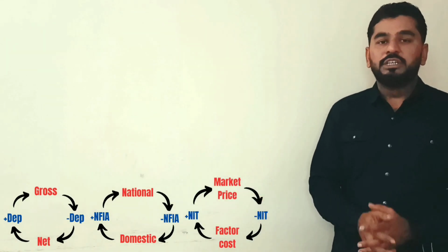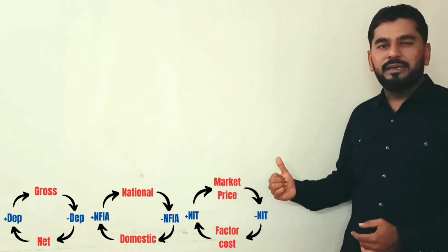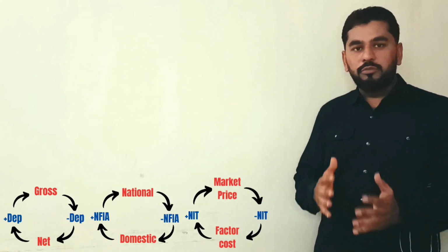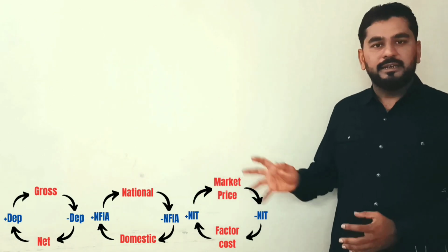The third technical parameter is market price and factor cost. So to move from market price to factor cost, we need to minus net indirect tax, that is NIT. In order to move from factor cost to market price, we need to add NIT, net indirect tax.